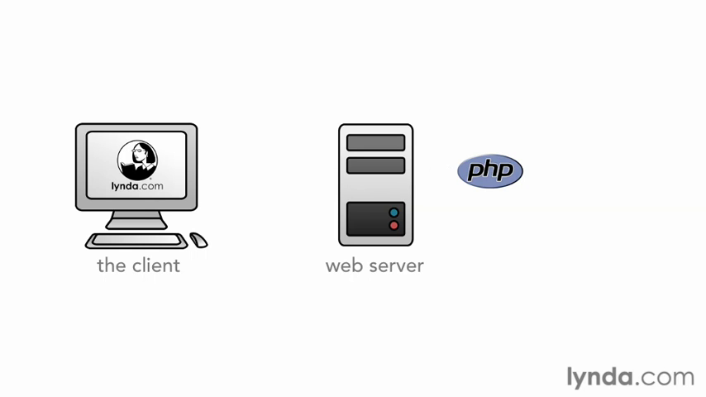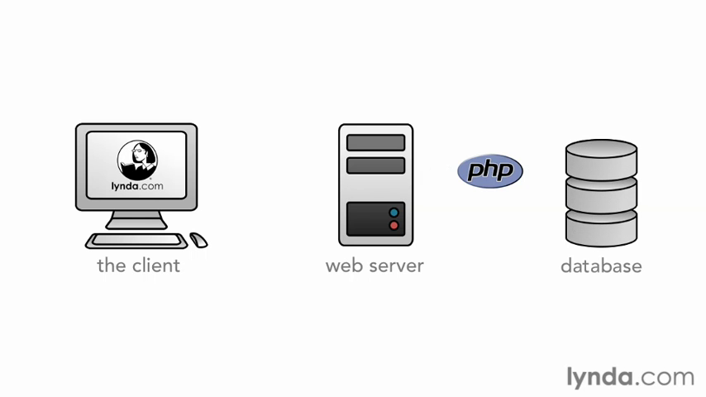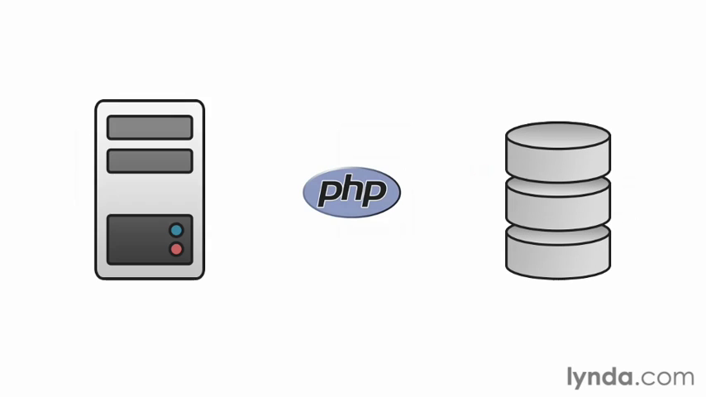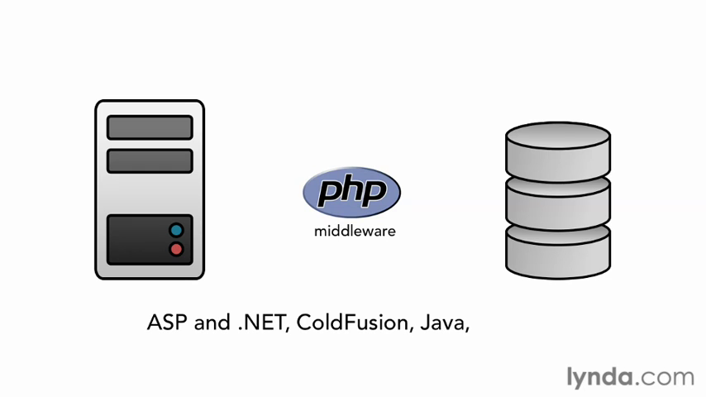PHP looks at the document and determines that some information needs to be pulled from a database and then processed. PHP is functioning as middleware in this way. This means PHP mediates the discussion between the web server and the database. The server and the database can't talk to each other directly. They need a translator that can understand server speak and database speak. Other examples of programming language used in this role include ASP and .NET, Cold Fusion, Java, and Perl.